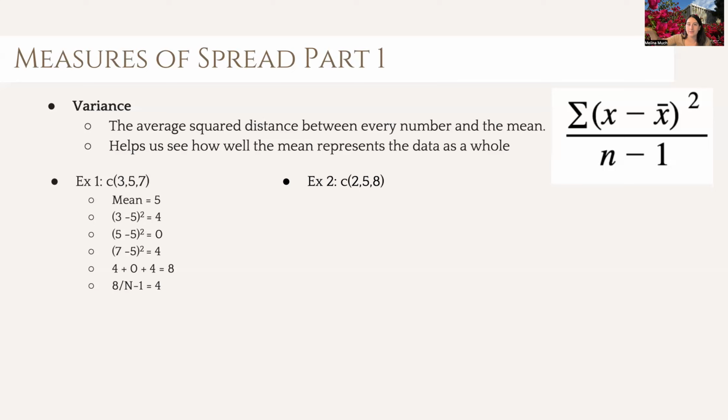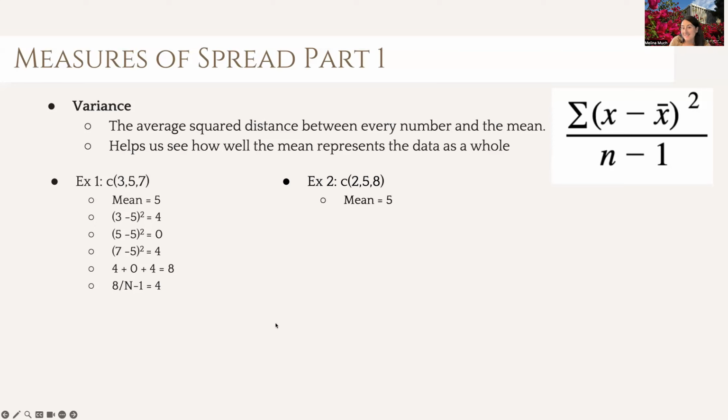So let's try to do this on your own with this set right here: 2, 5, and 8. You're going to start by calculating the average. You're then going to take the squared difference for each. You're going to add those up, and then you're going to divide by n minus 1. Pause here and calculate on your own. Okay, I'm assuming you paused. We're going to keep moving.